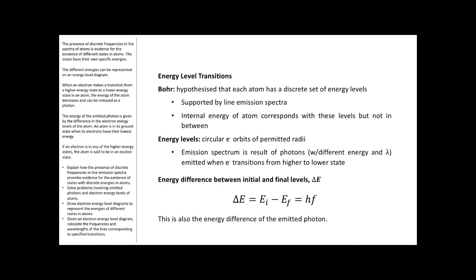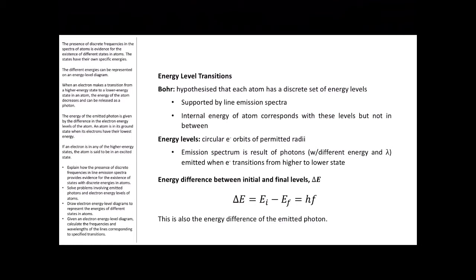And an atom is in its ground state when its electrons have their lowest energy. If an electron is in any of the higher energy states, the atom is said to be in an excited state. So a bit of a mouthful there. Hopefully some of this is recapping stuff that you already know. But if not, no worries at all, we'll cover it in this video.